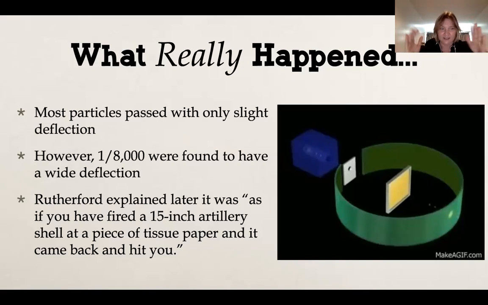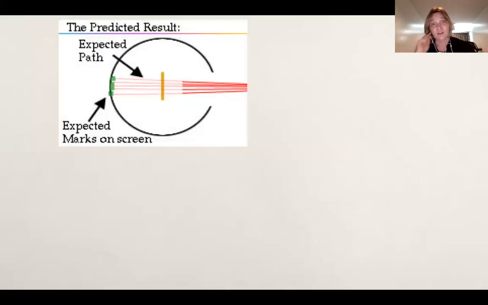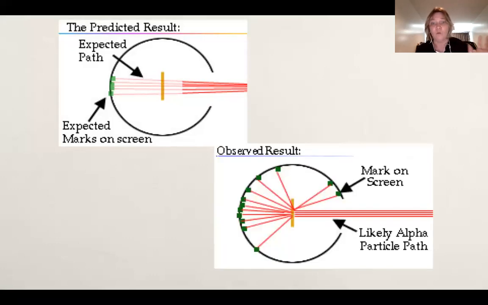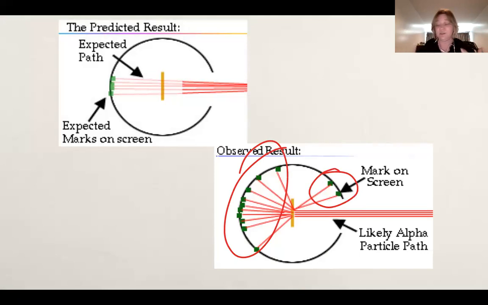An artillery shell is a bullet, and you shoot it at a piece of tissue paper and the bullet doesn't go straight through; it hits and gets bounced back. That is an amazing quote. So here in a diagram, what they expected: you see only a very slight deflection, but most of it's going straight through. What really happened is that you had a very wide angle of deflection, and you even have some being almost completely bounced back, which was very, very unexpected.